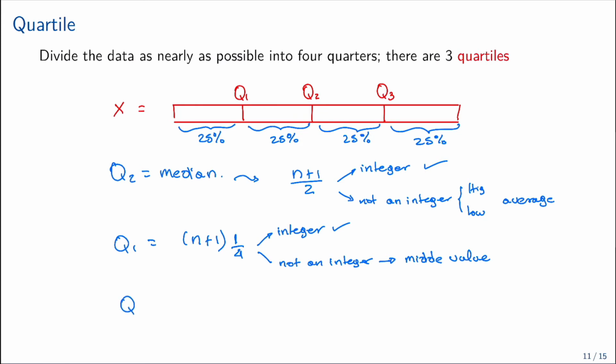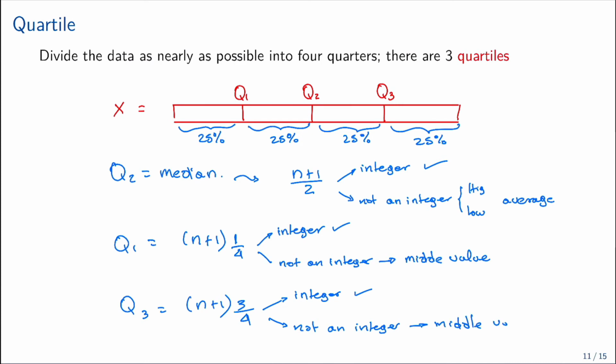And Q3 will correspond to 3/4, so n plus 1, where n is the number of data points, multiplied by 3/4 or 0.75. And the same thing, if we have an integer, we are good. If we are not an integer, we can take the middle value. Okay, so that's very well accepted, although there can be some variation in the case when we don't have an integer value.